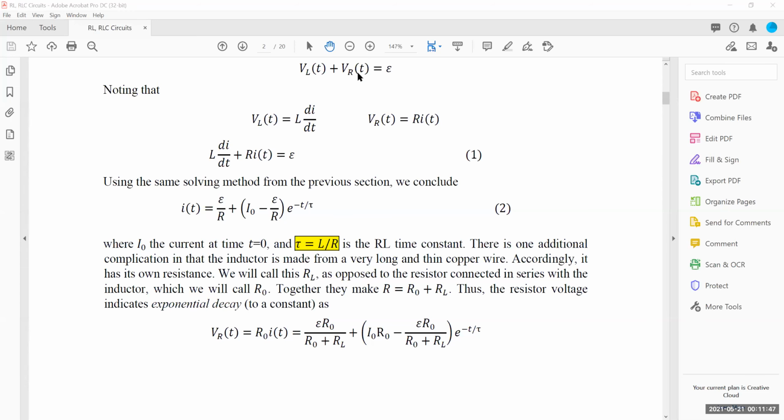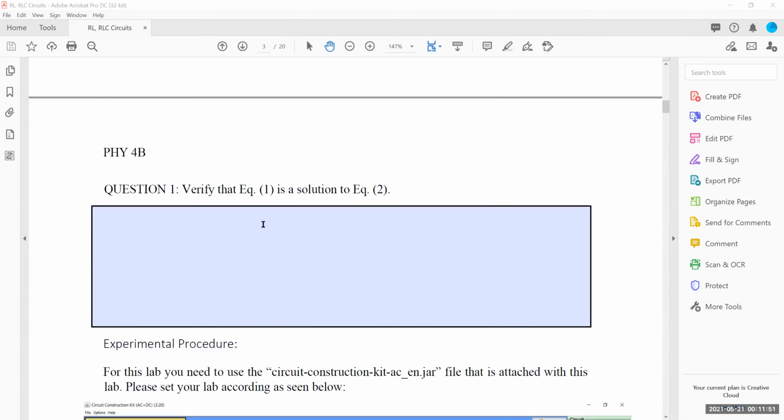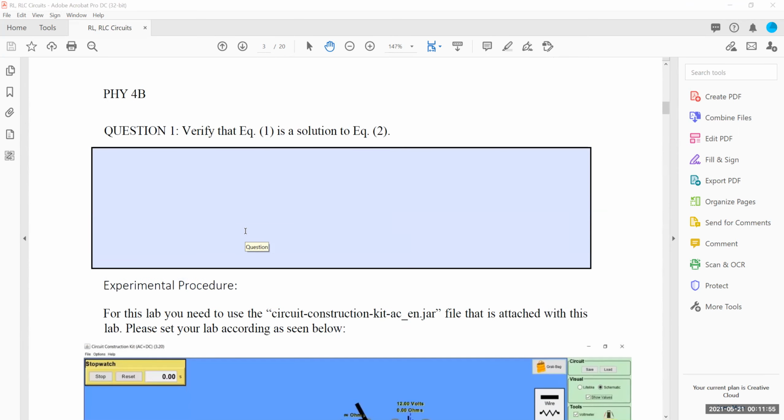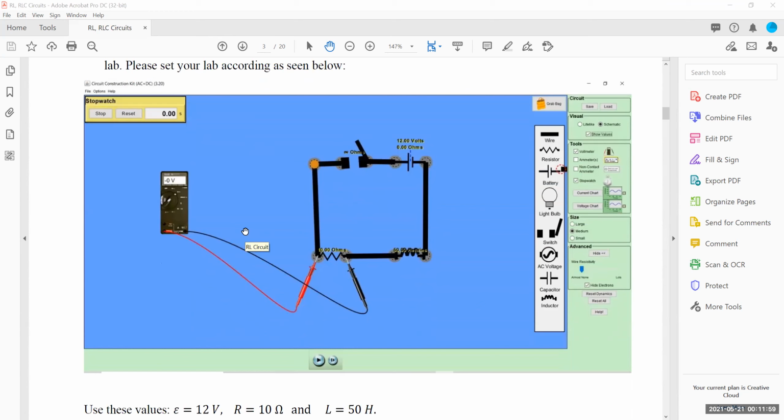So let me go back to the RLC circuit and move this out of the way. So that was the question 1. So I hope that you follow it and you just do it. So it's just taking the derivative. Now comes this part. This is the one that requires the Java.